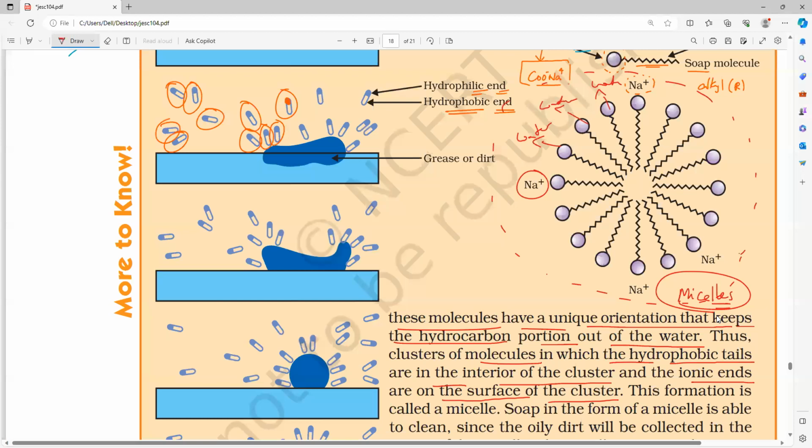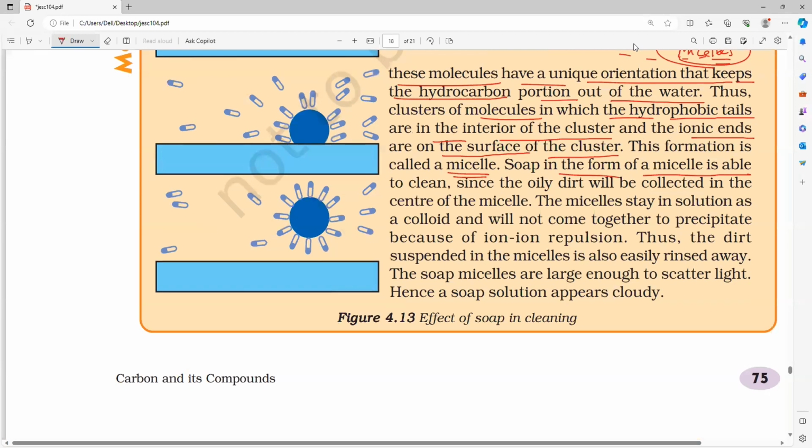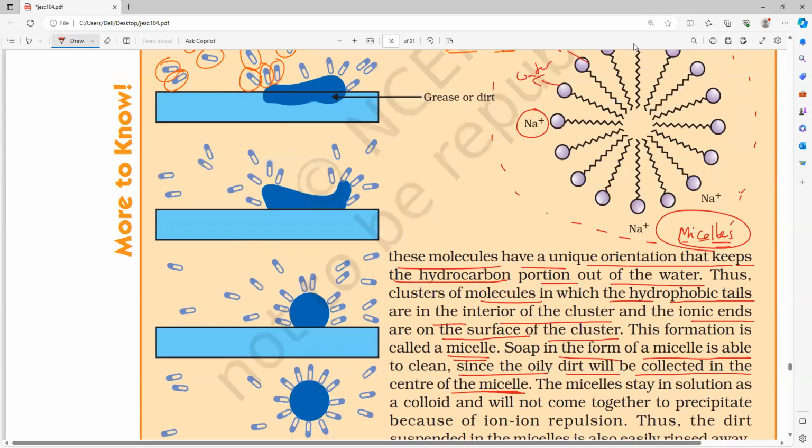That is the cluster we used to call a micelle. Whenever you apply soap to your cloth or surface, it will form micelles. Only these micelles are able to clean the oil or whatever dirt you have. The oil dirt will be collected in the center of the micelle, which is very, very important. The entire oil will be collected at the center of the micelle.